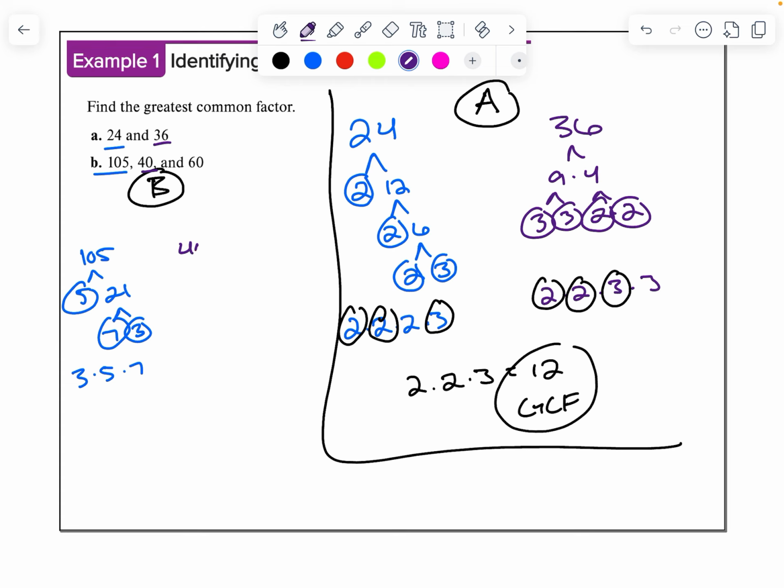40. I can break it into 8 and 5. 8 breaks into 2 and 4. 4 breaks into 2 and 2. So my prime factors are 2, 2, 2, and 5.